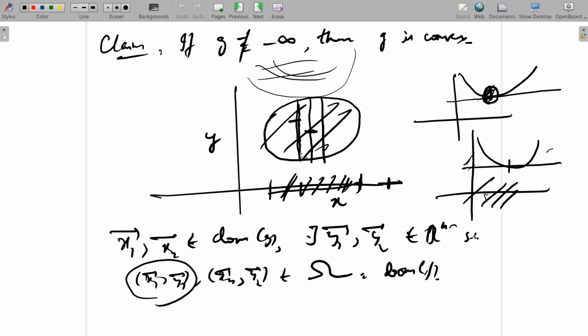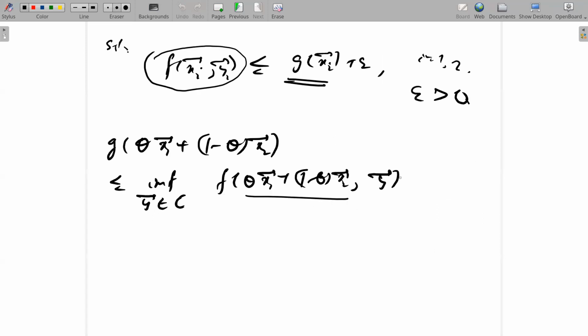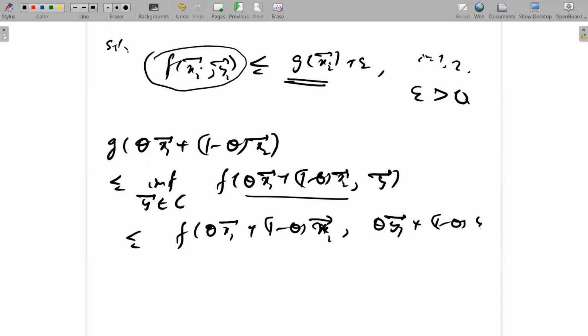So if I do theta x1 plus 1 minus theta x2 and theta y1 plus 1 minus theta y2, there is at least one such y for which f is defined, but we are taking the infimum over many such. But since this is the infimum, for any particular choice it is going to dominate this value. So this is less than or equal to f of theta x1 plus 1 minus theta x2, and here I will take theta y1 plus 1 minus theta y2, and here I will use Jensen's inequality for f. F was given to be convex.